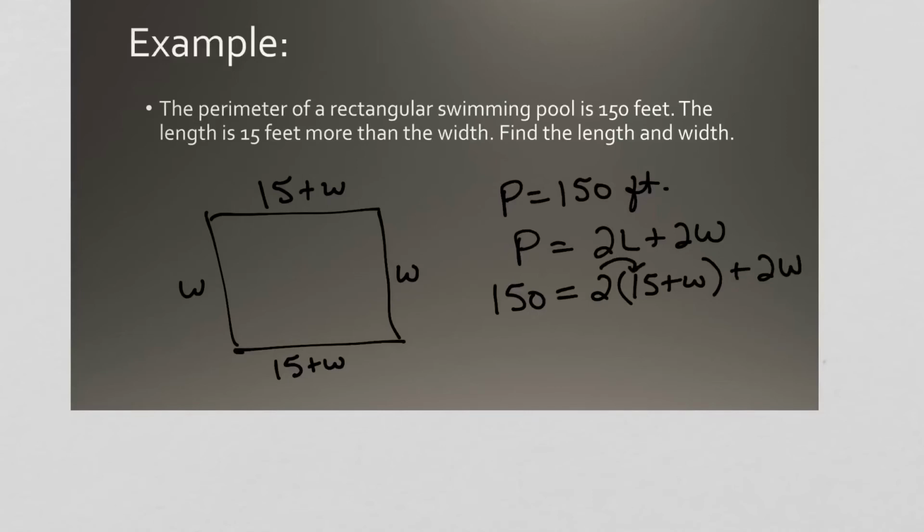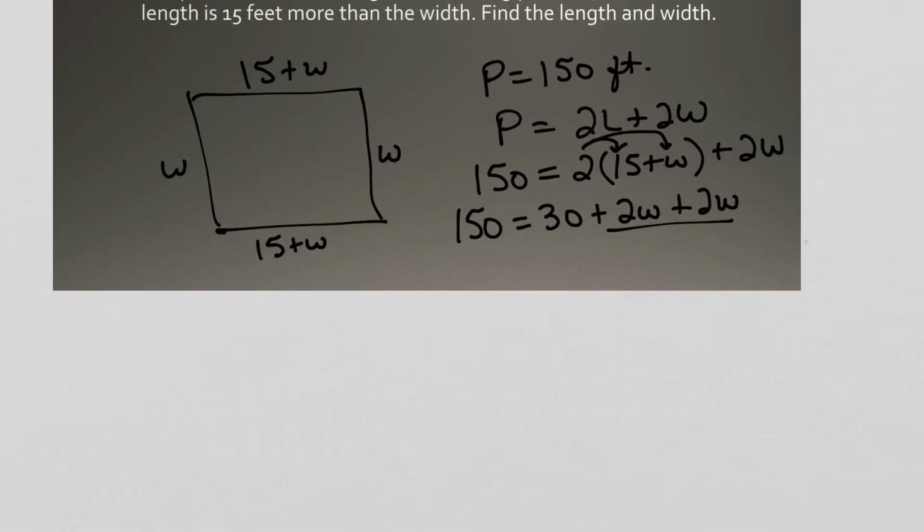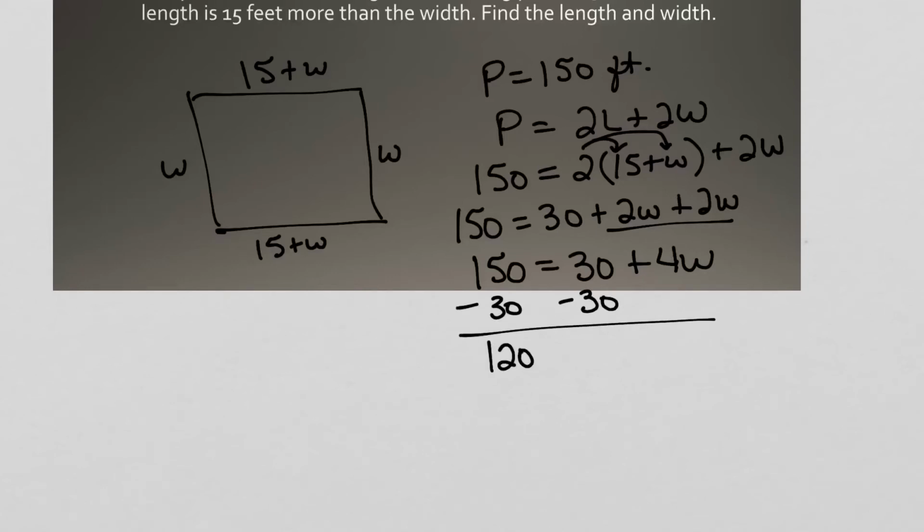So again, distribute. And I'm going to combine my like terms. And get that W by itself. And then divide by 4. So W is equal to, looks like 30. 30 what? We're dealing with feet. So we would say 30 feet.